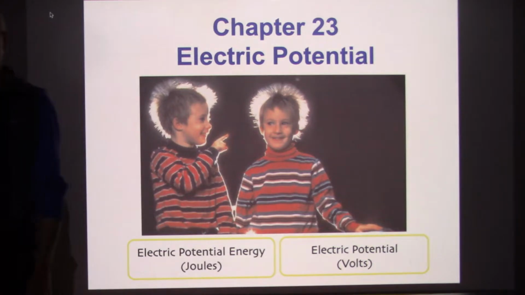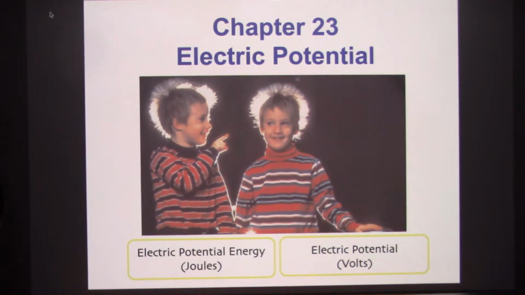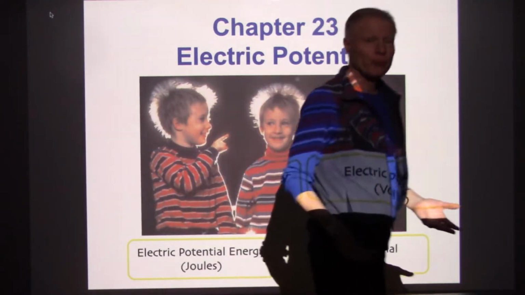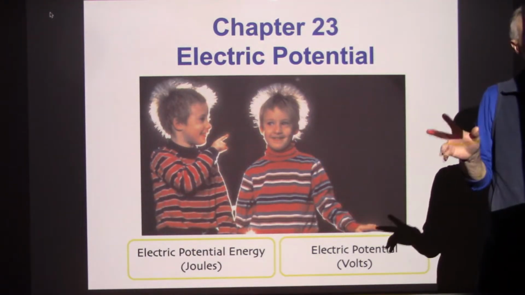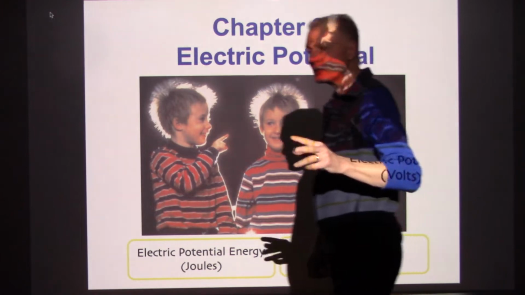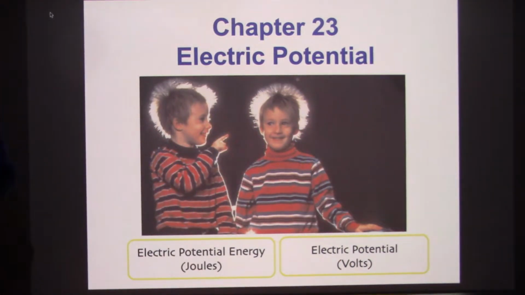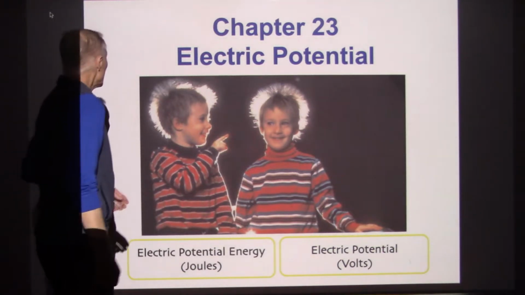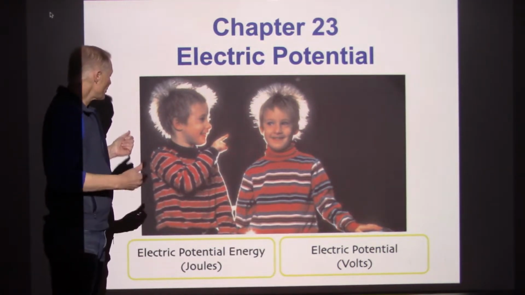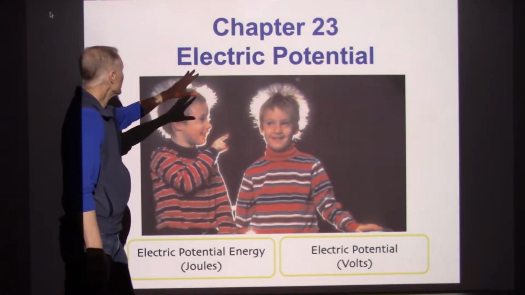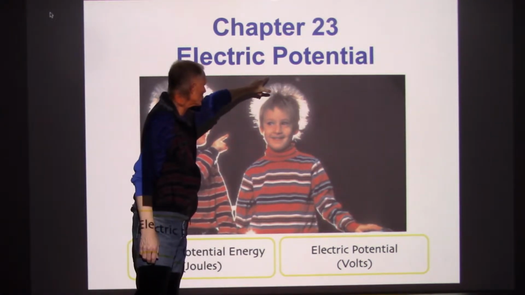So today we're looking at chapter 23, and we've been looking at electric forces and electric fields, and now we're going to move on and introduce two additional topics, and then we're kind of done with this foundational work. The two new physical quantities we want to introduce in chapter 23. The first of these is called the electric potential.